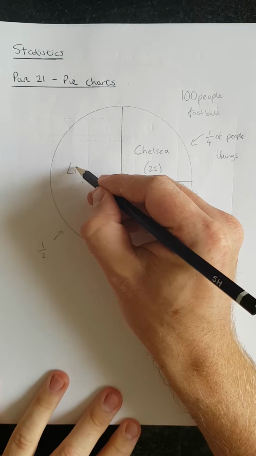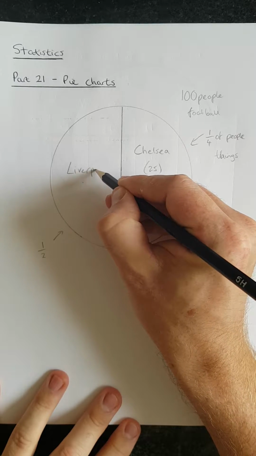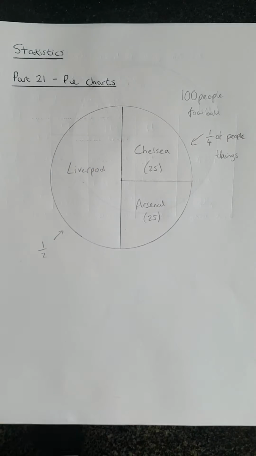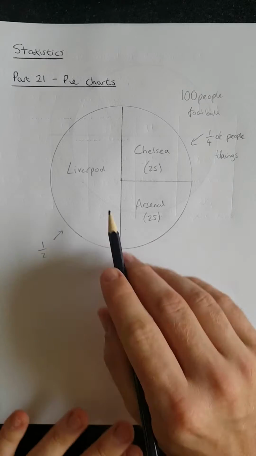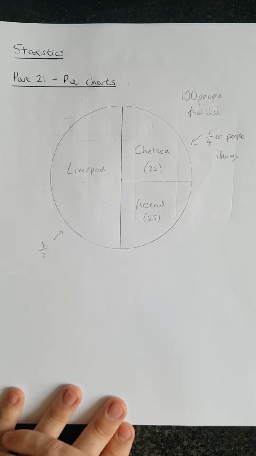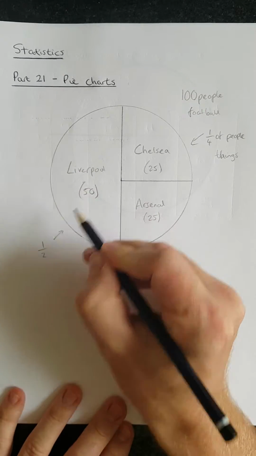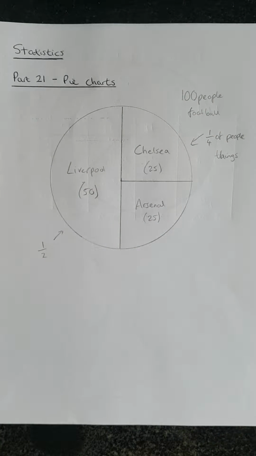This section here, which is twice as big, represents Liverpool. Now, I am biased here, but it's a bigger section. Now, because it's 1/2 of the total number, it's 50 people. So, very simple. The larger the section, the more people it represents.